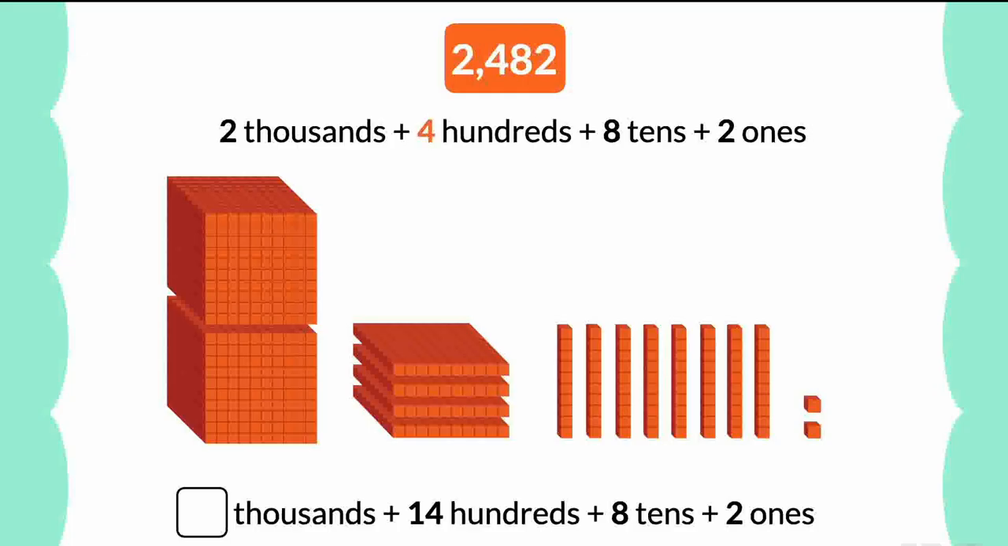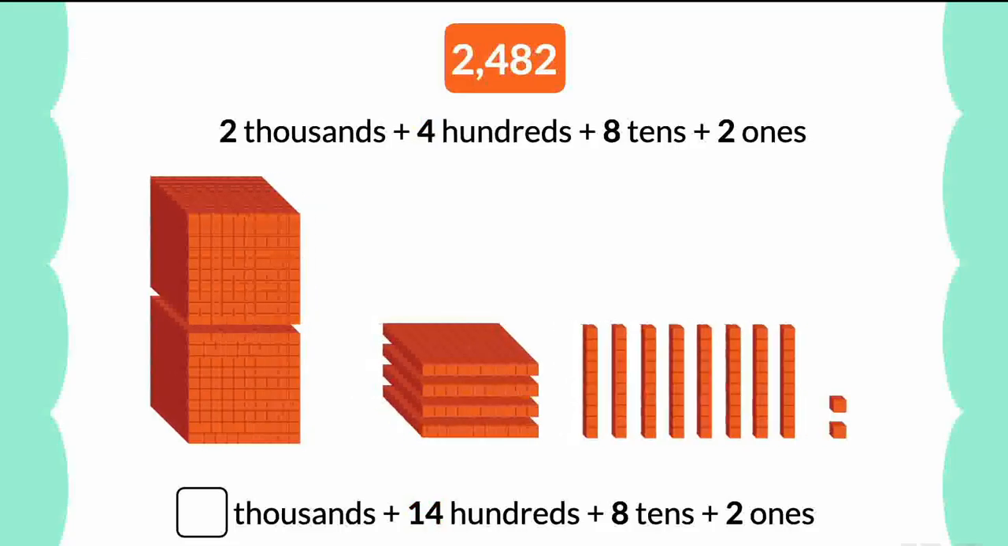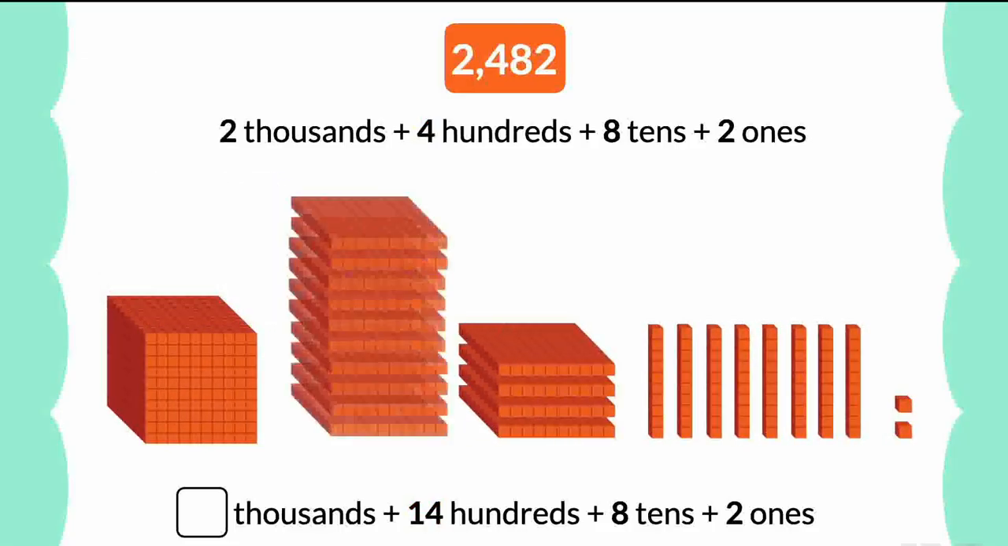Instead of 4 hundreds, we need 14 hundreds. Since we need 10 more hundreds than we already have, let's regroup 1000 as 10 hundreds. Now we have the 10 hundreds we regrouped, plus the 4 hundreds we started with. That's 14 hundreds. And instead of 2000s, we only have 1000. That's the missing number. So we can break apart 2,482 as 1000 plus 14 hundreds plus 8 tens plus 2 ones.